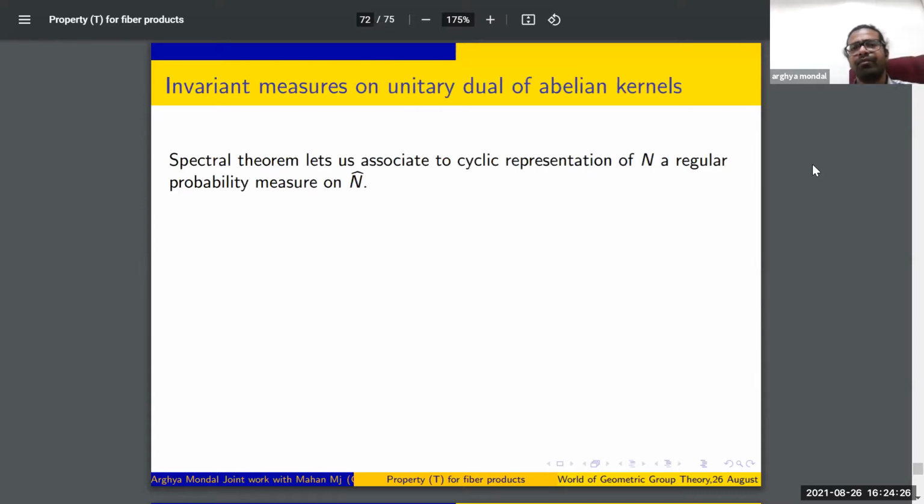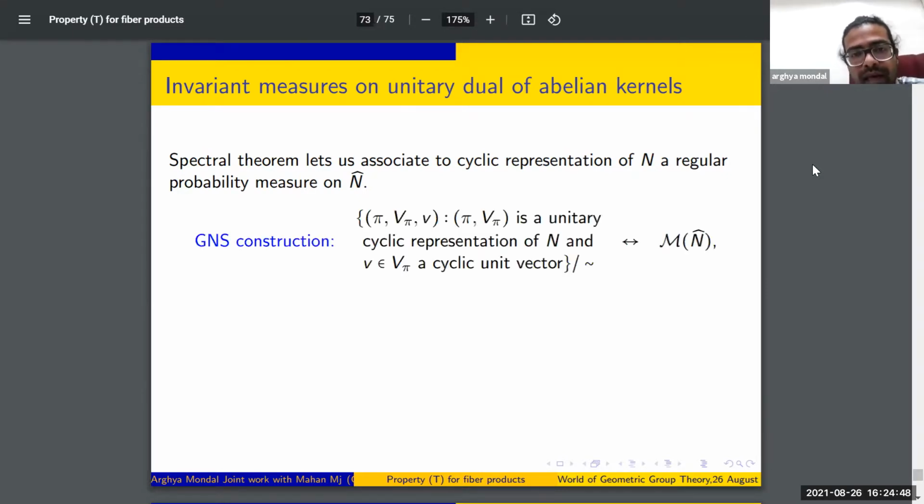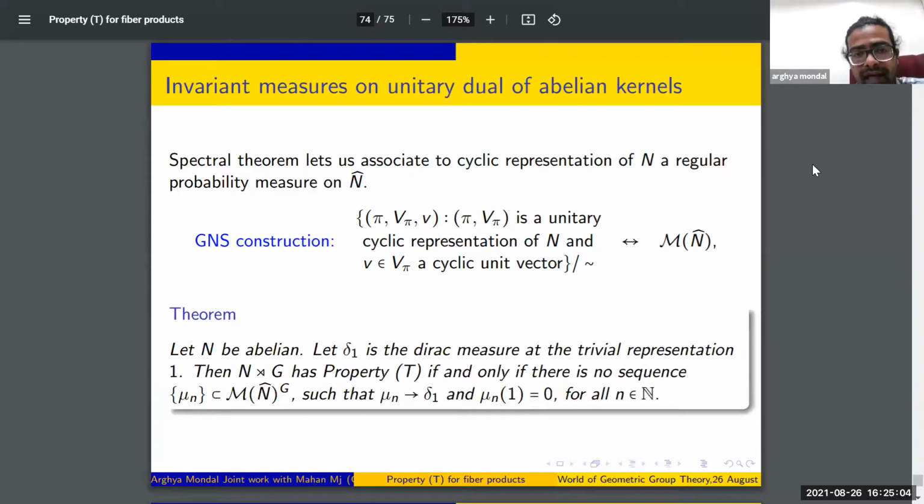Now, there is also a GNS-like construction if we are looking at N abelian, and in this case, the spectral theorem lets us associate to every cyclic representation of N a regular probability measure on the unitary dual of N. Unitary dual means you look at all the equivalence classes of irreducible representations of N. So then we have the GNS construction, which says that cyclic representations are determined up to isomorphism by regular probability measures on N hat.